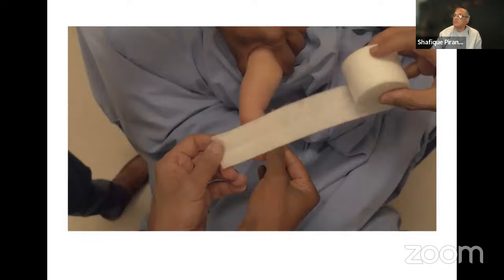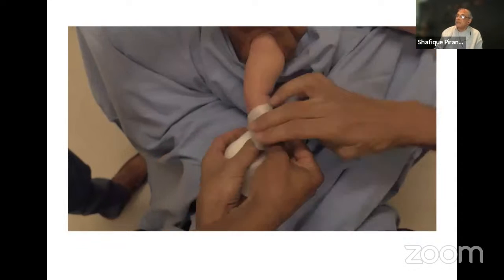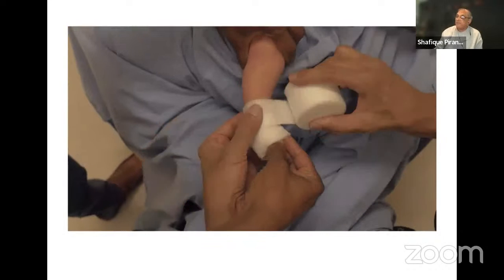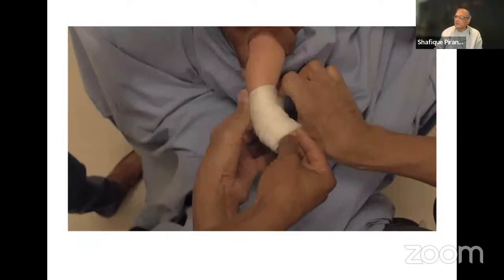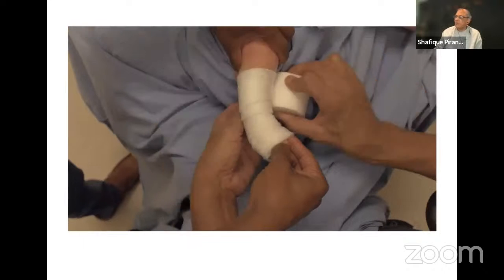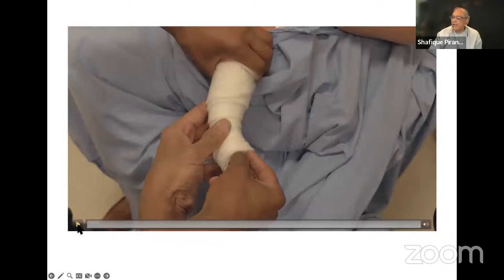The foot is being held by the surgeon, and the assistant applies 2 rolls of padding, overlapping by 50% over the foot, not too much, otherwise the cast will slip, and then 3 rolls overlapping by 3/4 until you get to the knee. And once you get to the knee, you stop, and then you apply the cast.